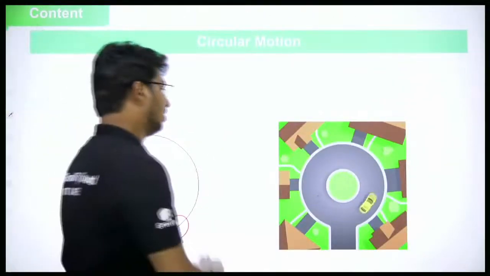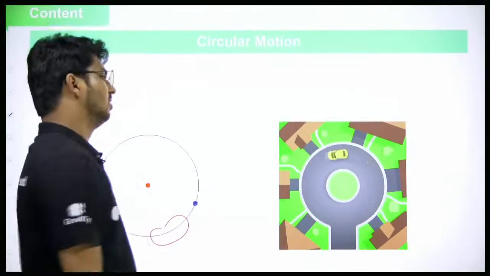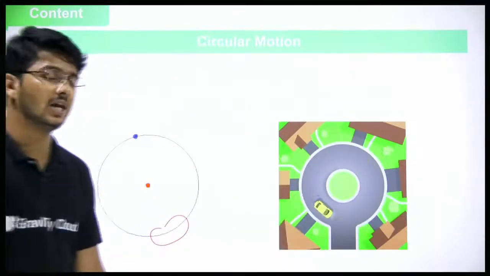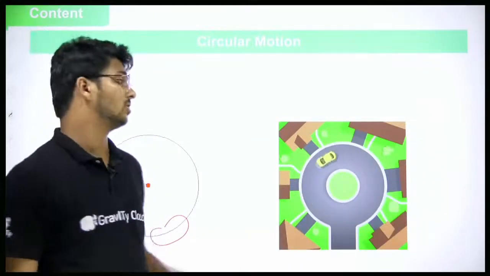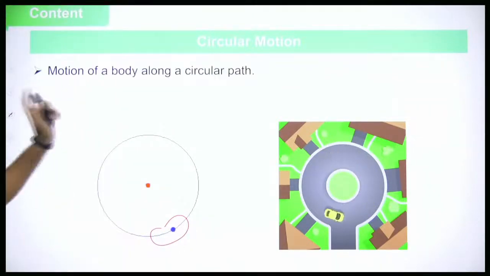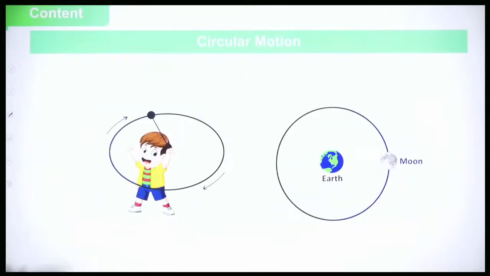You can clearly see here, or else you can see on the right animation, a car going round, round, round. Round is like a circle, right? It's going on a circular path, continuously going on a circular path. So it is a circular motion. Understood? So motion of a body along a circular path. And we'll go into the interesting point about that.